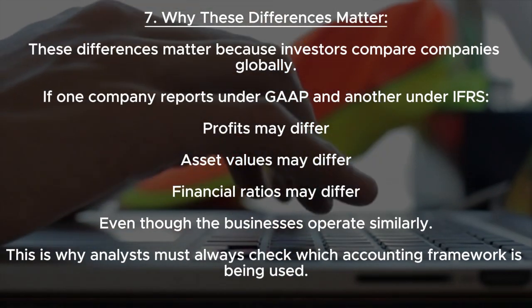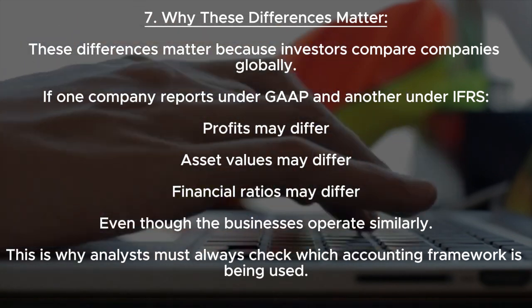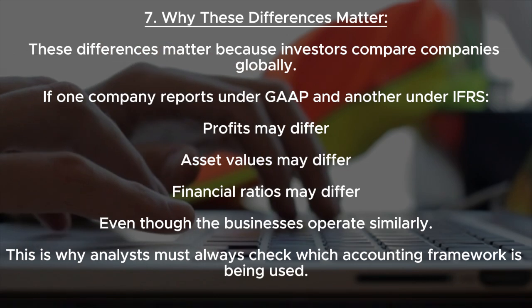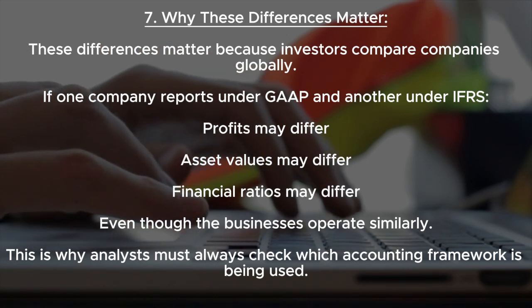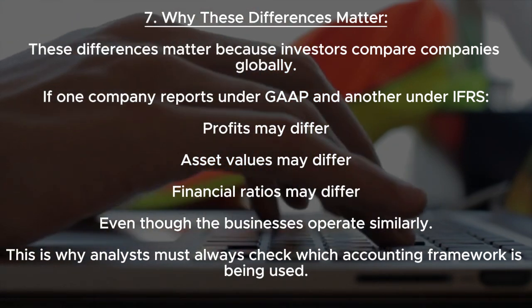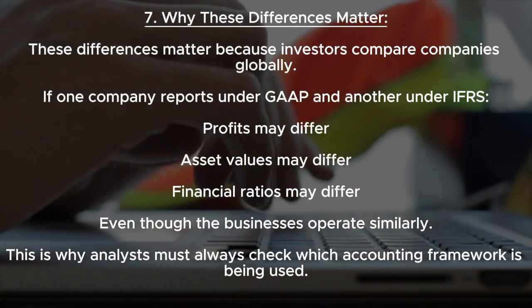7. Why these differences matter. These differences matter because investors compare companies globally. If one company reports under GAAP and another under IFRS, profits may differ, asset values may differ, and financial ratios may differ, even though the businesses operate similarly. This is why analysts must always check which accounting framework is being used.